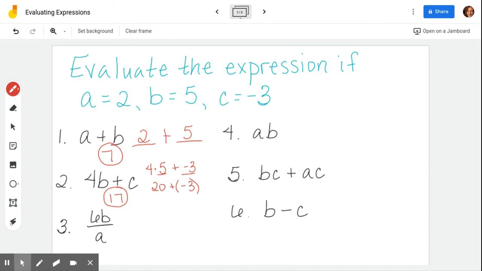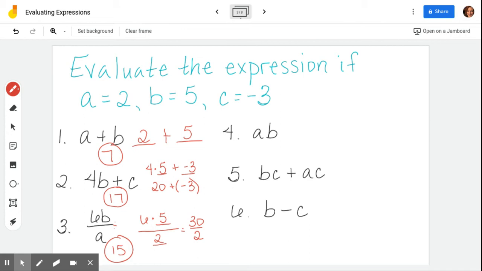Number 3, 6B doesn't mean put 65. It means 6 times B. And then that fraction bar is another way of saying divide. So I'm going to get that answer and I'm going to divide it by A. So my first blank, I pull out the B, I replace it with a 5. My second blank, I pull out the A, I replace it with a 2. 6 times 5 is 30. So this really says 30 divided by 2. My answer for number 3 is 15.